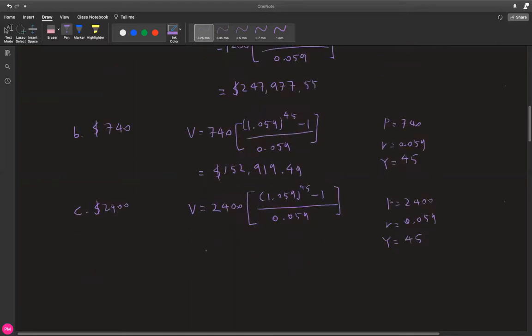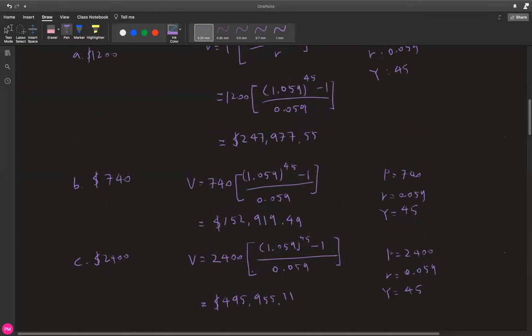By putting this in the calculator, you should be able to get $495,955.11. So let's actually compare this scenario A and C. Can we see that the contribution amount is doubled? So from $1,200 to $2,400 is exactly the double.